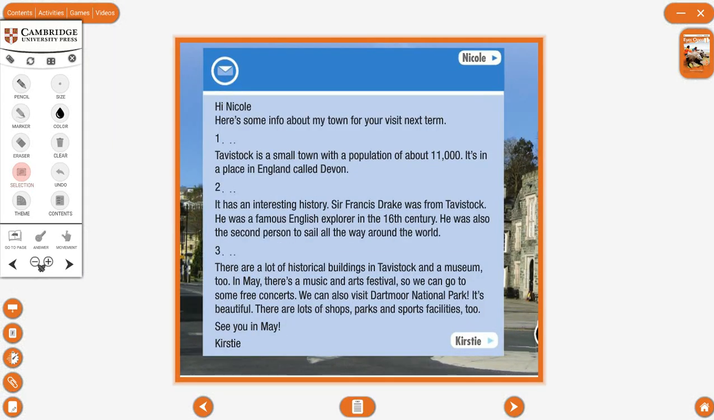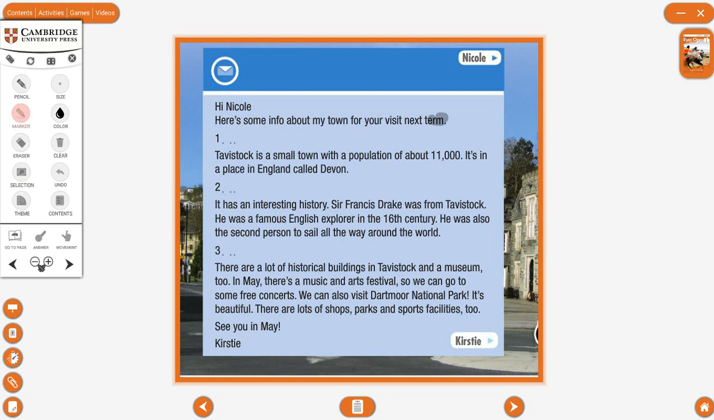Okay. Hi Nicole, here is some info about my town for your visit next term. Term, what does term mean in Turkish? Dönem. For example, second term of the school. Okulun ikinci dönemi gibi cümlelerde kullanabiliriz. Here is some info about my town for your visit next term.